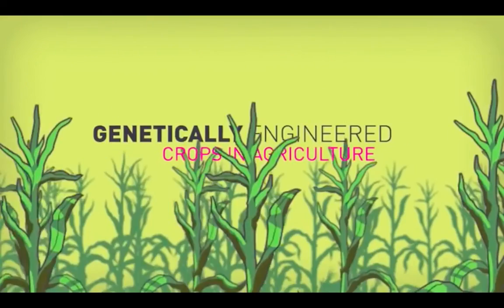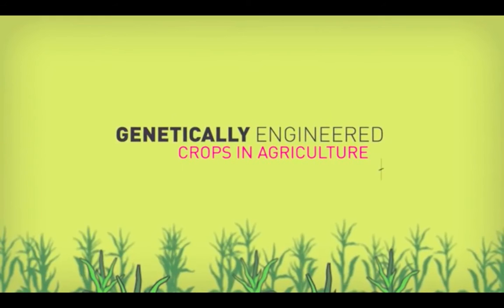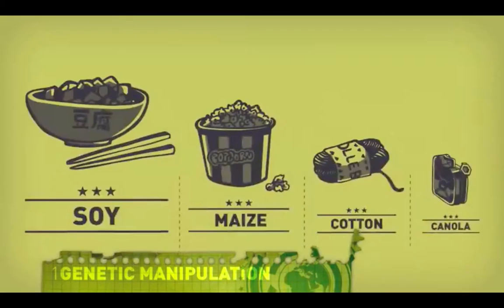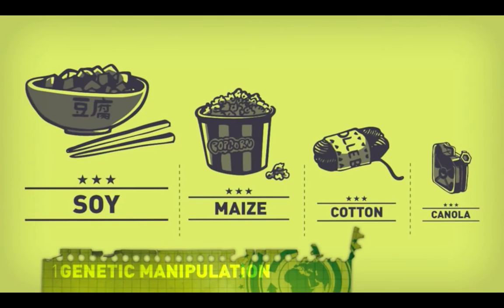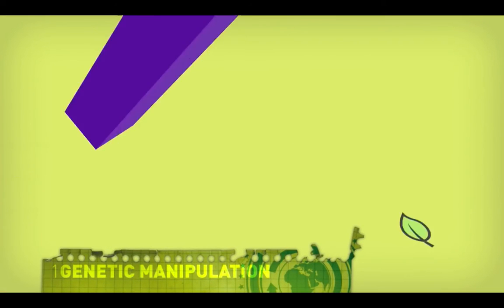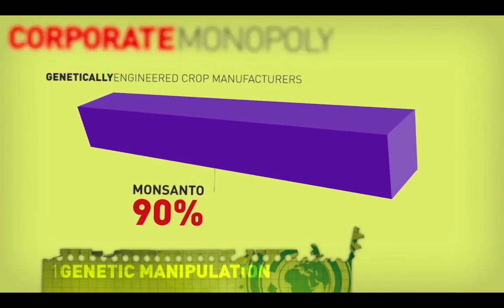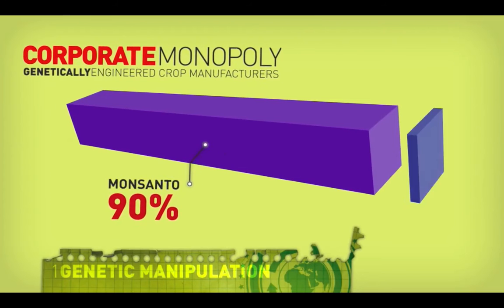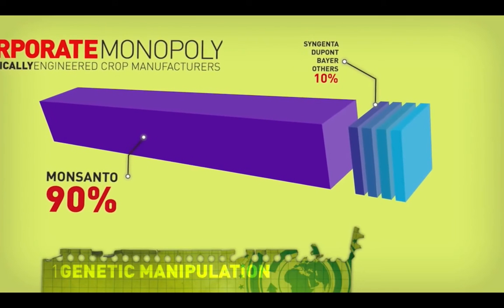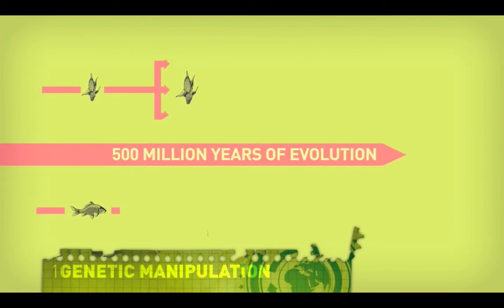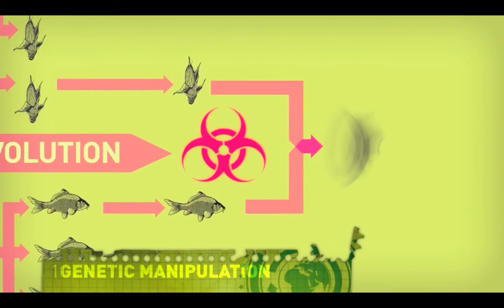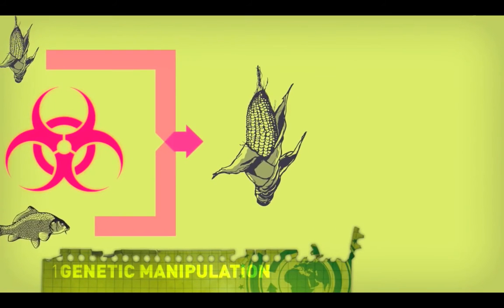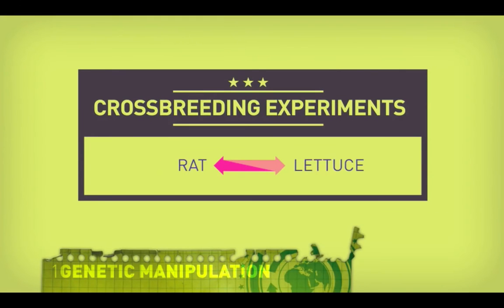Genetically engineered crops in agriculture, a worldwide experiment on people, animals, and nature. Cultivation of genetically engineered crops like soy, maize, cotton, or canola have far-reaching consequences. 90% of genetically engineered crops belong to the corporate agricultural group Monsanto. The rest are owned by Syngenta, DuPont, Bayer, and others. Genetic manipulation of crops can have uncontrollable consequences. The function of genomes is only partially understood, but foreign genes are still introduced into crops. These genetically engineered crops are widely cultivated outdoors, where they cannot be controlled.